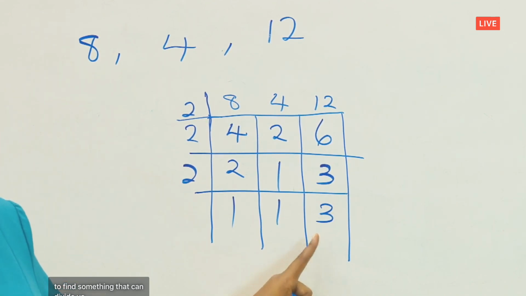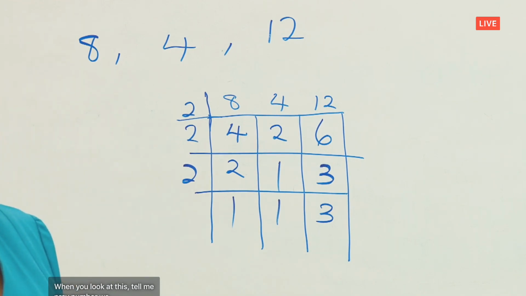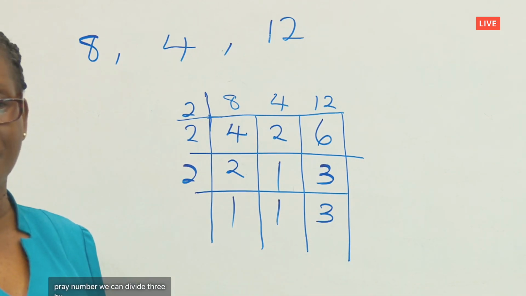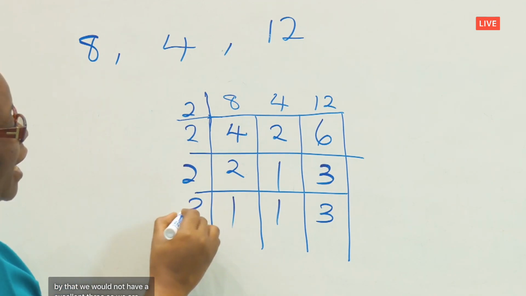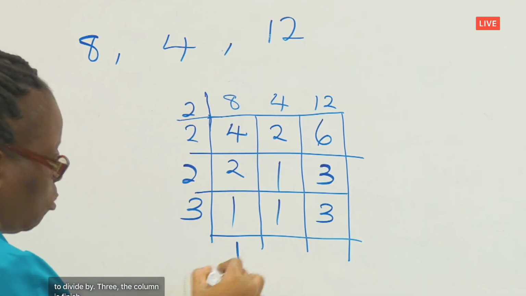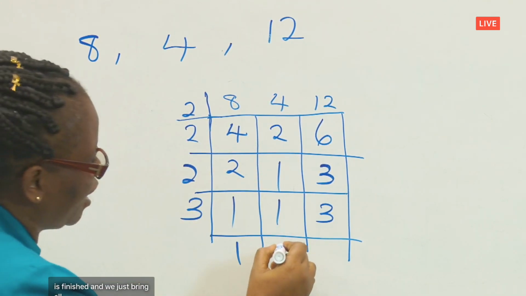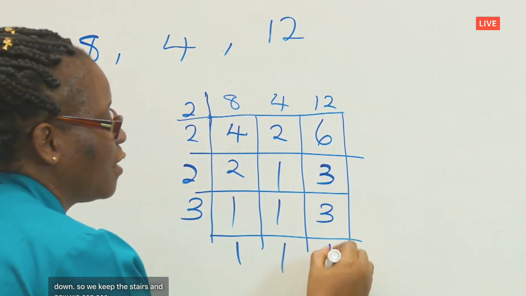We have to find something that can divide this without a remainder. When you look at this, tell me a prime number we can divide 3 by that we would not have a remainder. Excellent, 3. So we are going to divide by 3. This column is finished, so we just bring our 1 down. This is finished. Bring it down, so we'll keep the space.